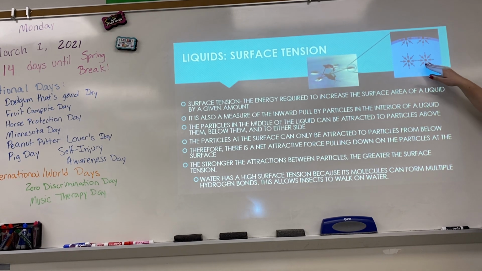So what's going to happen is that these attractive forces are going to be stronger than these ones. And so these molecules are going to pull these molecules down and kind of shrink them in and squish them in and form a protective barrier against anything on top that's trying to go through.